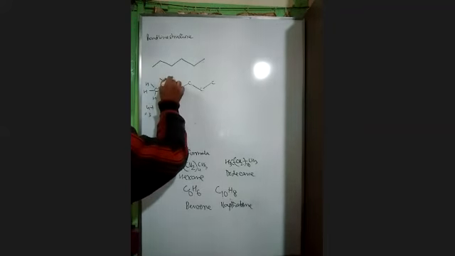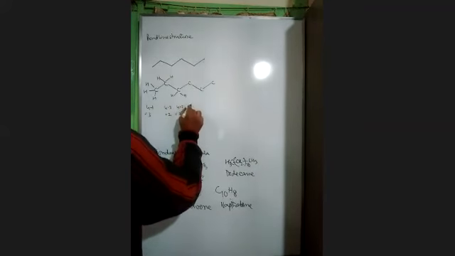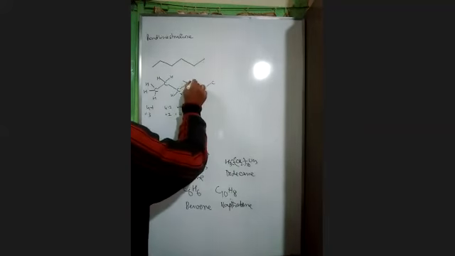See here, 2 bonds, 4 minus 2. It is 2, so I will have 2 hydrogen here. Here also it is 4 minus 2, so it is 2. Here also 4 minus 2, so it is 2. So I will have 2 hydrogen.